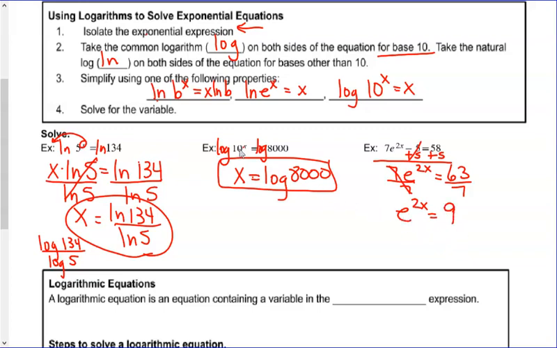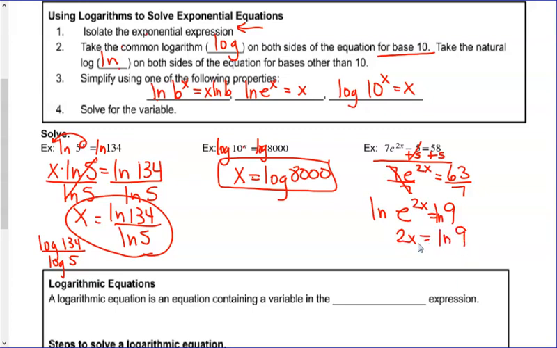Now, the base that I have there is something other than a base 10, so we're going to take the natural log of both sides. Again, I can't get 9 as a power of e, so I have to do this process to solve exponentials using logs. So we're going to take the natural log of both sides, and I'm going to make use of this property right here. Our invisible base is e. E to what power is e to the 2x? Well, 2x is the power. So that's what that comes down to be, equals the natural log of 9.